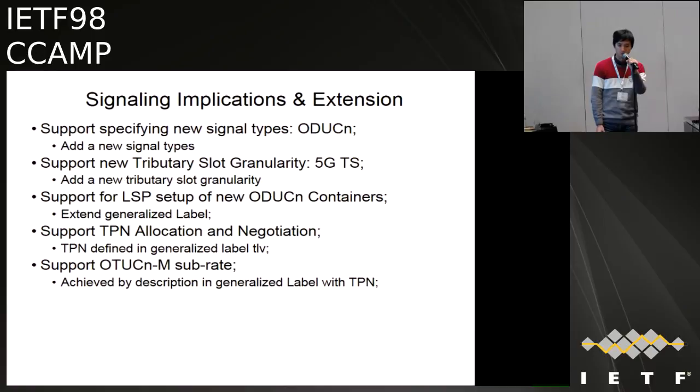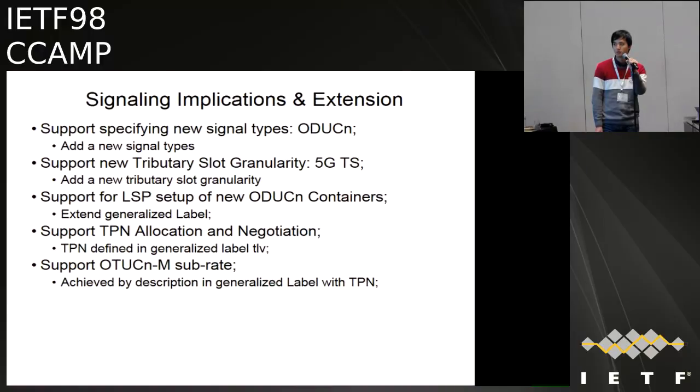By analyzing these features, we try to address the signaling implications. There are totally five issues we need to address in the signaling extension. The first one is to support the new signal type ODUCn. We will add a new signal type. The second one is to support the new tributary slot granularity, which is 5 giga, and we will also add one more section for this granularity.